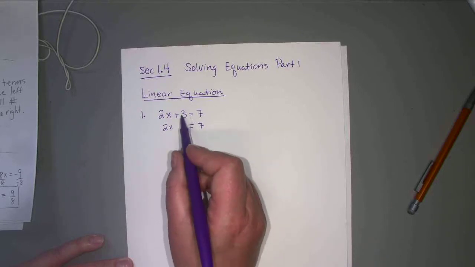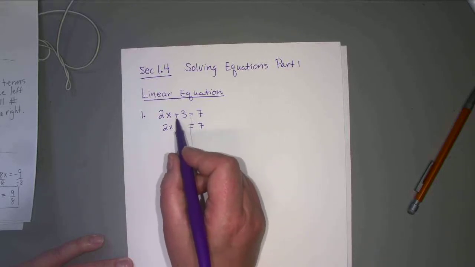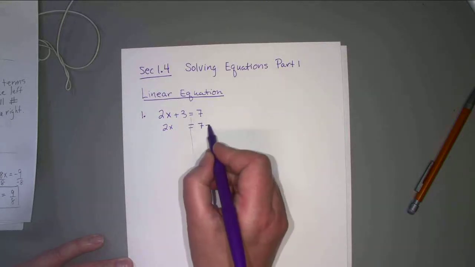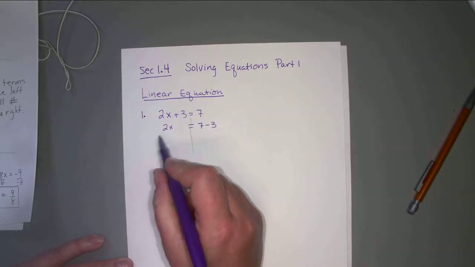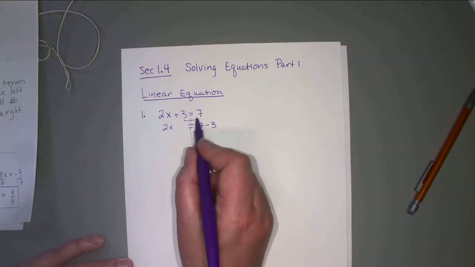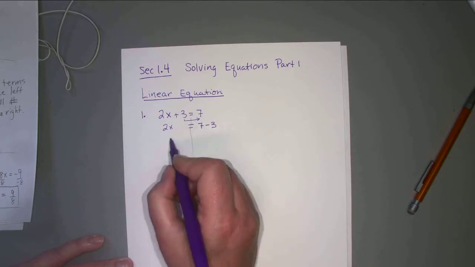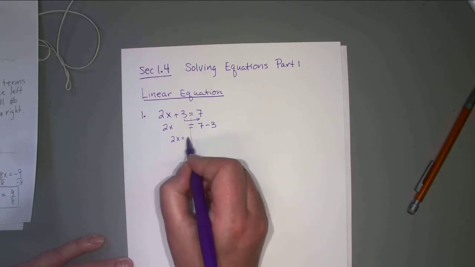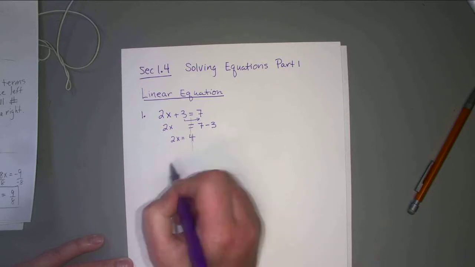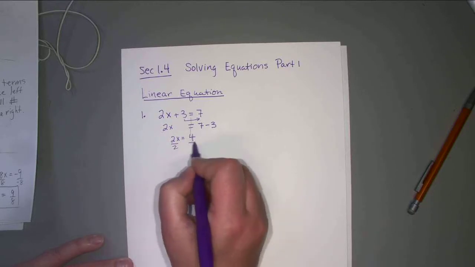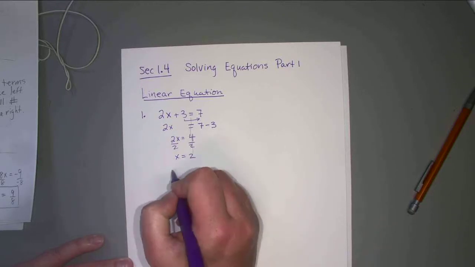So what we would do is subtract it. If we subtract the 3 on this side, it's gone. So basically you're moving it to the other side and it becomes a negative. It was a positive on this side, so we subtract it to balance it out on the other side. So now we have 2x equals 4. Divide both sides by 2, and that gives us x is 2.